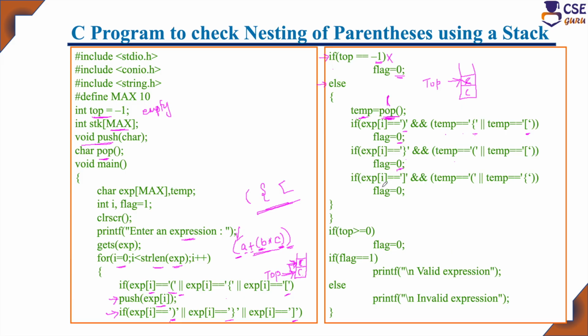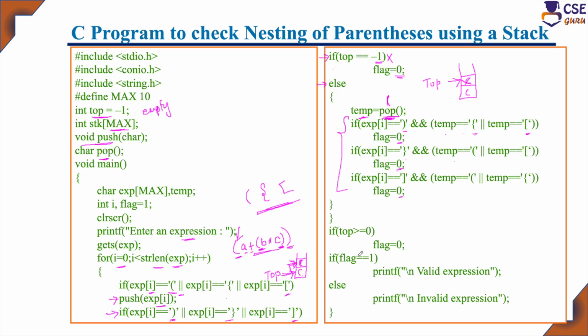Or if expression of I is a closed square bracket and temp value is open parenthesis or open curly bracket, in that case also it won't match. So in all these 3 cases, if there is a mismatch, set the flag equal to 0. So in every case you have to check it. If it is not true, set the flag equal to 0.